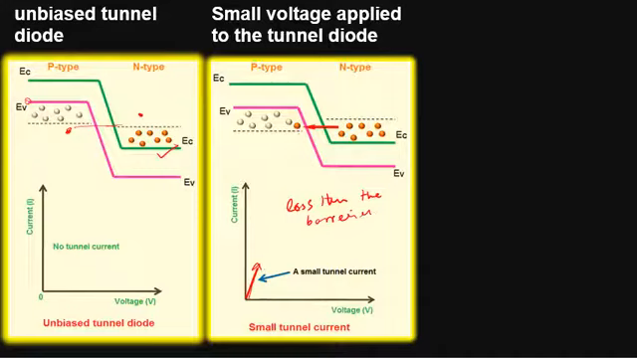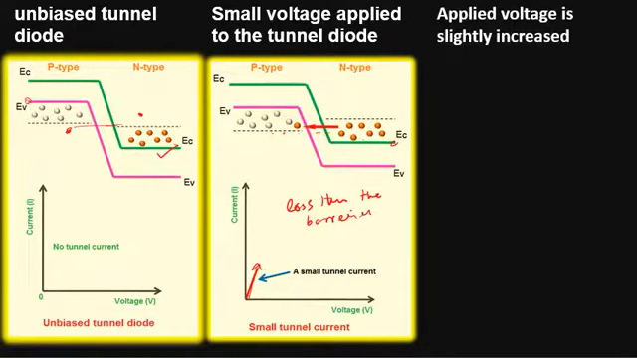Because we know that the width of the depletion layer is very small, and the valence band of the p-type material and the conduction band of the n-type material overlap each other. So when we apply a small forward current, some of the electrons directly tunnel through the potential barrier and enter into the p-type material, thus creating a small current. So we can say that the tunnel diode can start the current with a small applied voltage.